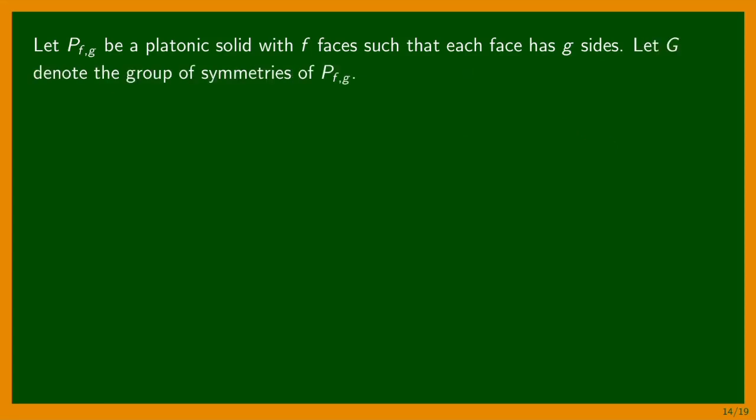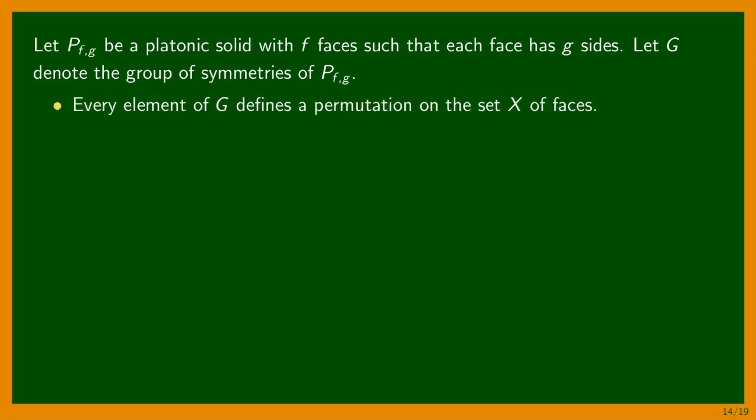Let G denote the group of symmetries of P_FG. Then as you can see, lahat ng mga rotational symmetries, it will permute the faces. Bawat ikot mo dun sa polyhedron natin, nagpe-permute lang yung mga faces. Goes from one face to another face. If you fix a particular face f, then the G orbit of f is the entire set X of faces.